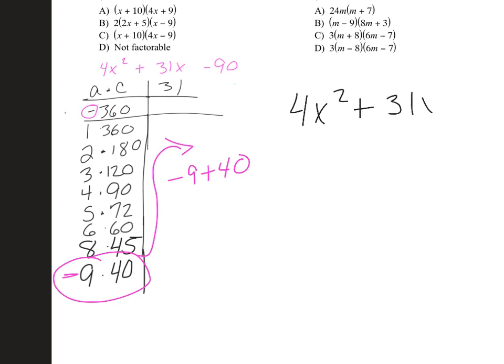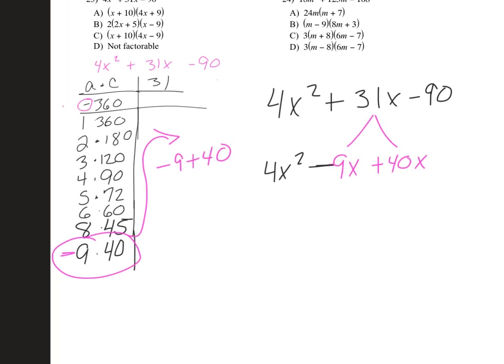So what was the whole point of doing all that work to get that negative 9 and that 40? What are you going to do with it now? To make it have more terms. Okay, how am I going to accomplish that? By changing the 31 to negative 9 and 40. Yep, so I'm going to change the negative 31x to negative 9x plus 40x. So that is going to leave me with a 4x squared minus 9x. I'm just going to bring down the rest of it. And then what do I do?